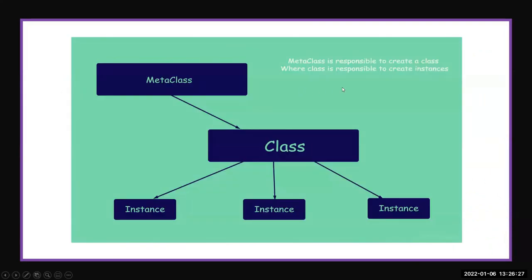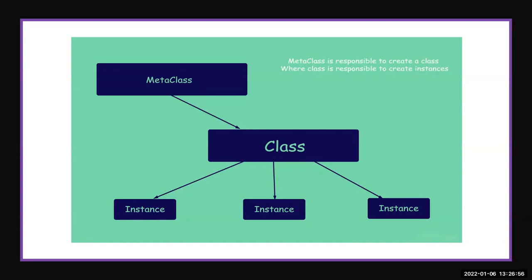Okay, and then here we have the meta class and instance. The meta class is responsible for creating a class, so that's a template for a class. We call it meta class. In Java, we don't have the meta class. We only have inheritance. But in Python, we do have the meta class. So meta class is the template for a class, and then class is a template for instance.